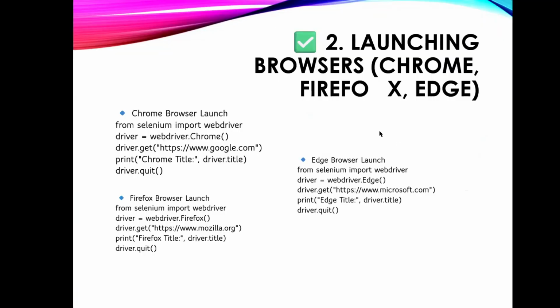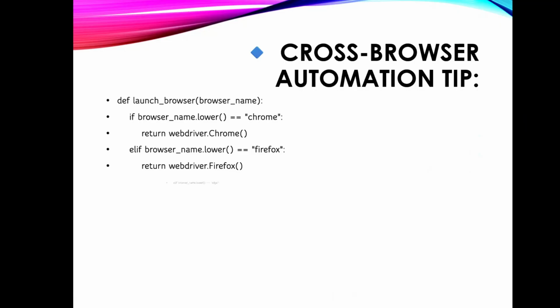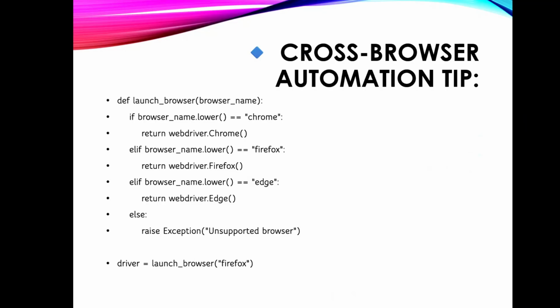Now let's move on to the next topic, cross-browser automation. If you want to do cross-browser testing, I mean, if you want to launch all the browsers at a time or test with different configurations, you can use this mechanism. We are creating a method called launch_browser, and here you can use browser_name, which is a variable. If browser_name.lower() is equal to chrome, it is going to return the Chrome browser.